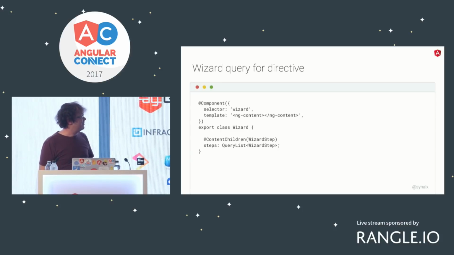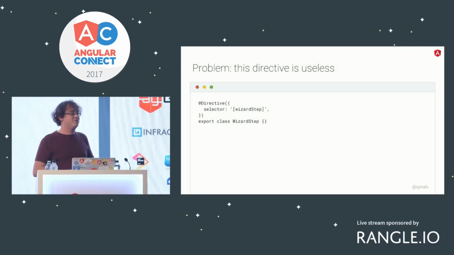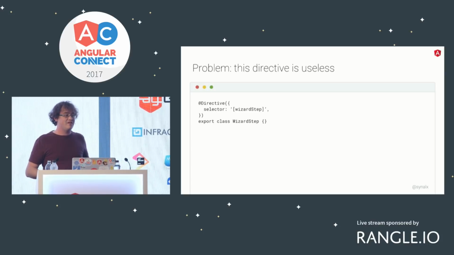We will actually get out a list of all the directive instances. But the directive itself is useless, right? Those are going to be empty objects. We have no way of interacting with the step components, right? We can't even talk to the DOM directly, because we can't get that from the directive.